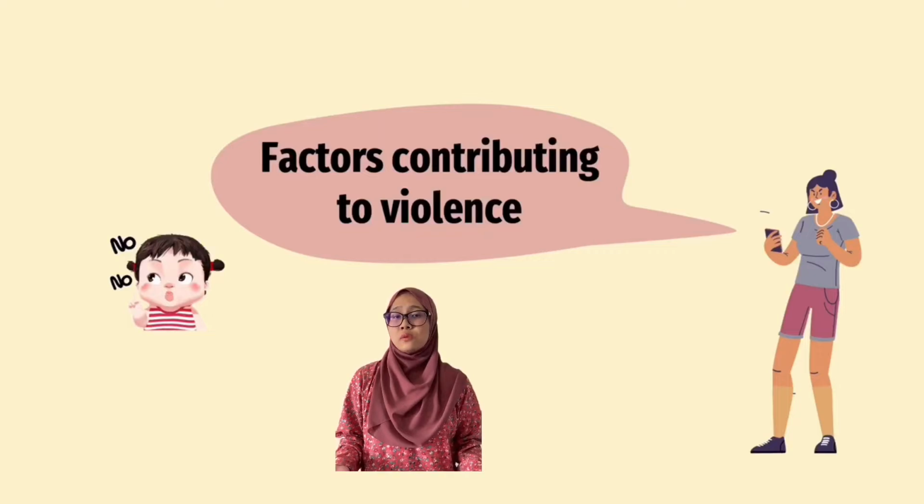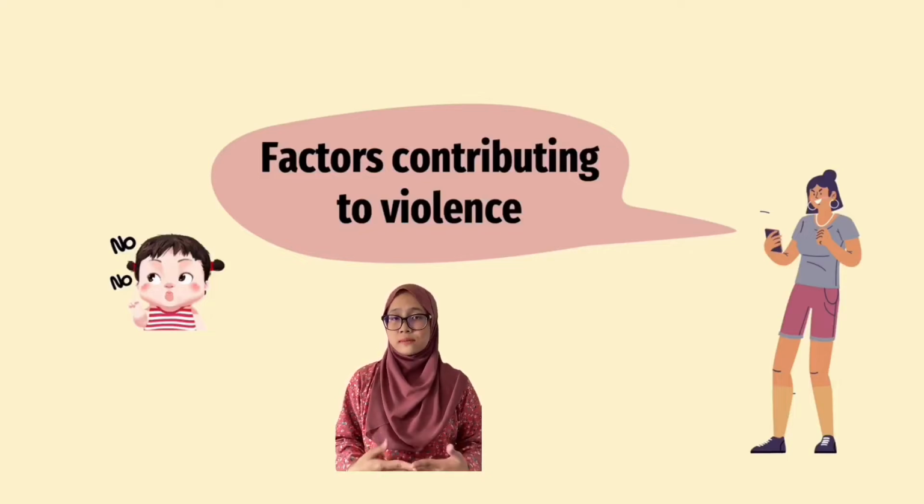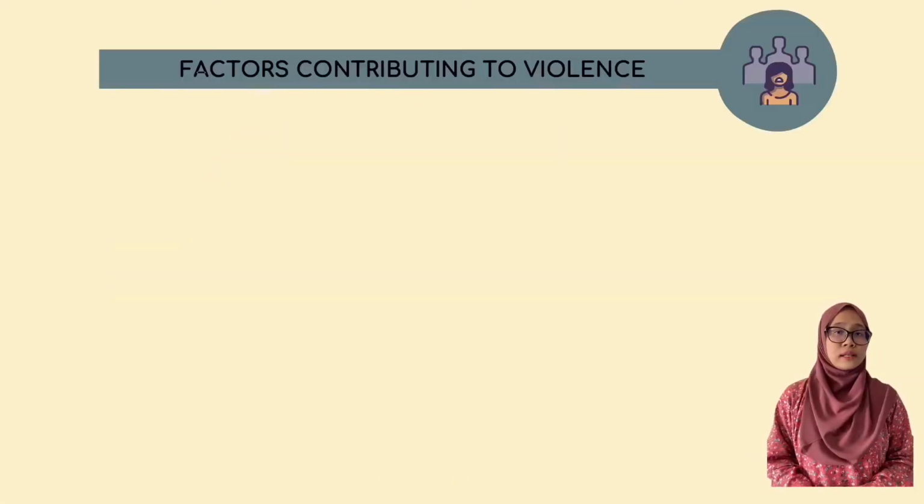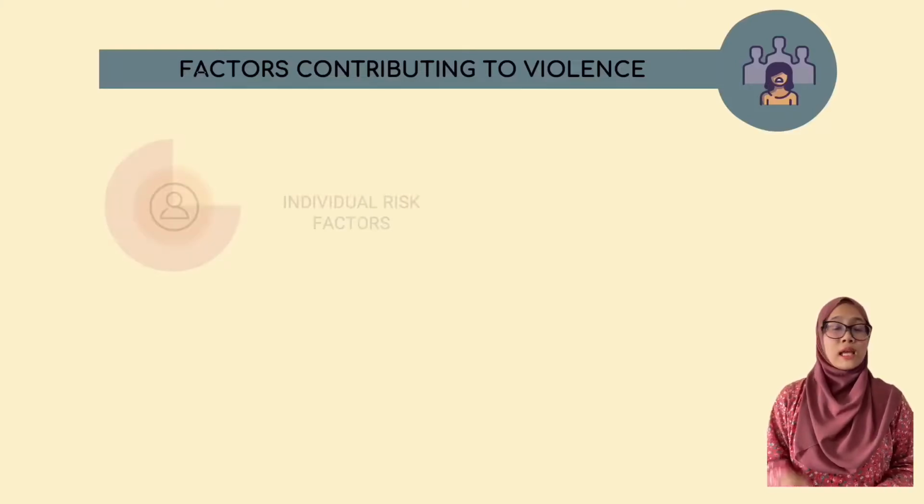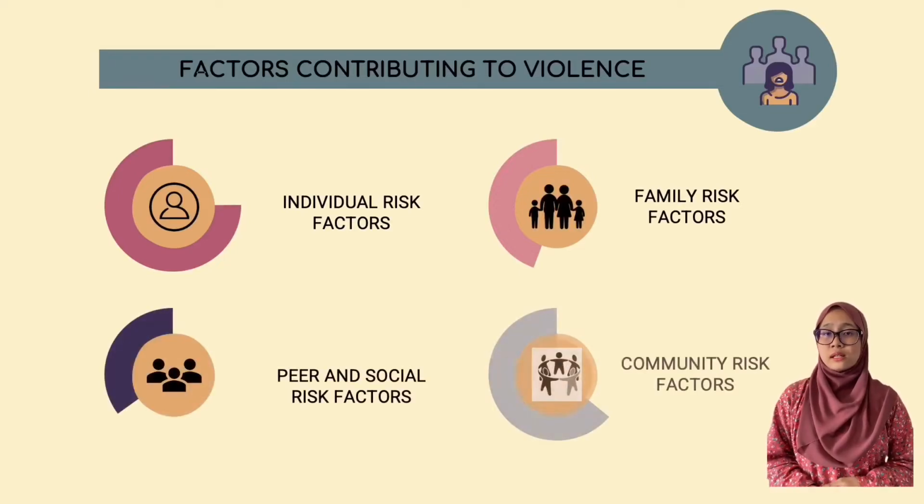At the school level, it was well established that violence or bullying can lead to severe mental and physical consequences on victims, for example depression, anxiety, and loneliness. Thus, the factors associated with violence-related behavior should be identified early at school so that early targeted prevention programs can be initiated. So, there are a few factors that contributed to violence, which are individual risk factors, family risk factors, peer and social risk factors, and also community risk factors.